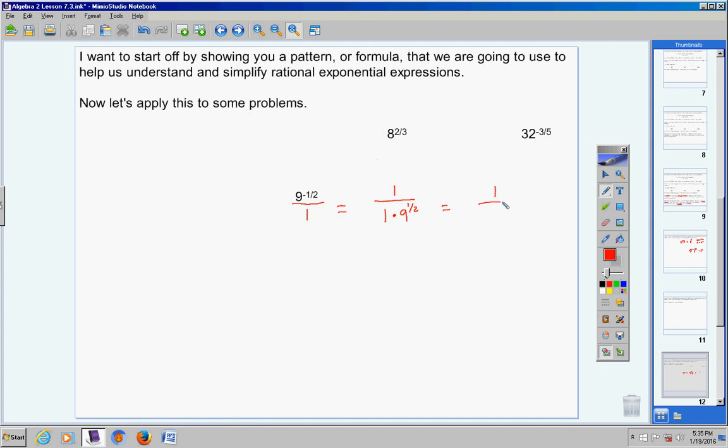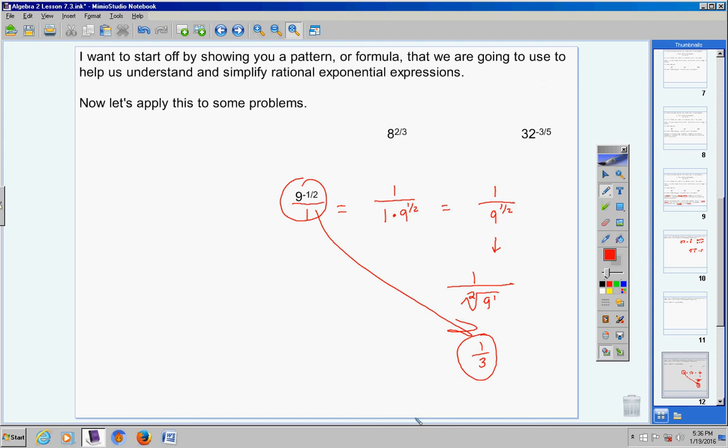Now let's simplify this. I have 1 over. Now what's 1 times anything? Well, 1 times anything is just itself. So I have 1 over 9 to the 1/2. Okay? Now let's continue on. Think about your model. The root, the big number, goes right here. The top of your fraction goes right here. The bottom of your fractional exponent goes right here. So I have 1 over the square root of 9. The square root of 9 is 3. So my answer is 1/3. This equals this. Look at that.